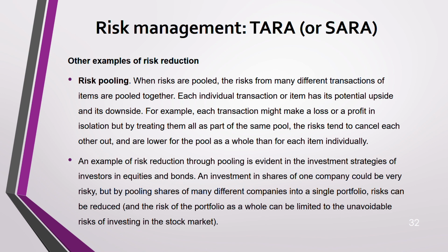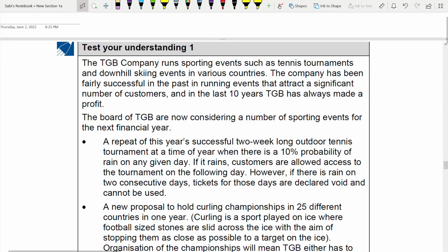Then an example of risk pooling is what? Test your understanding one. Okay, so this company is into tennis, into sporting events, the TGB company. They are running tennis tournaments and downhill skiing events in various countries. In the past, they have been successful. For the last 10 years, they have always made a profit.